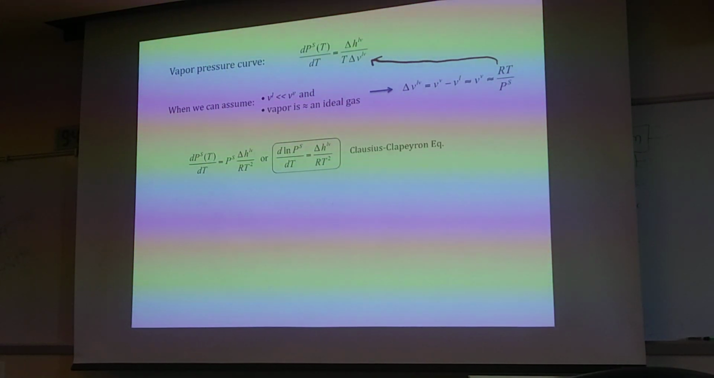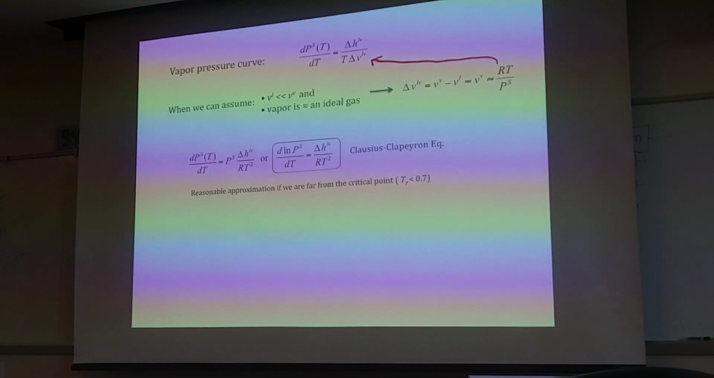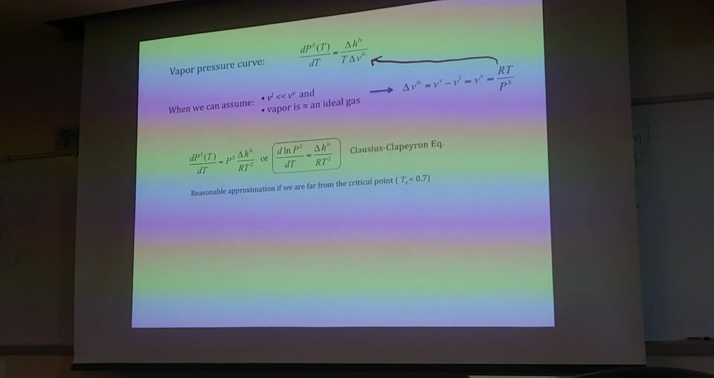And we call that one the Clausius-Clapeyron equation. It's a reasonable approximation if we're not too close to the critical point. So if we get up to a point where T_R, the reduced temperature, which is temperature divided by the critical temperature, is less than about 0.7, just as an approximation, usually the Clausius-Clapeyron equation is good enough.